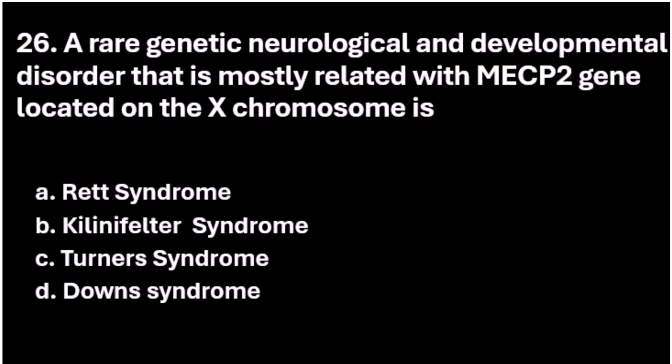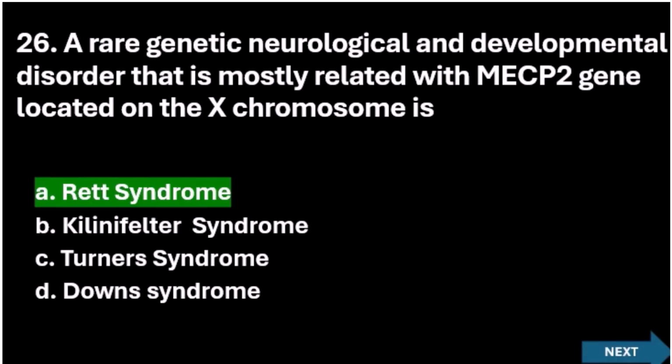Next question. A rare genetic neurological and developmental disorder that is mostly treated with MECP2 gene located on X chromosome is option A, Rett syndrome, option B, Klinefelter syndrome, option C, Turner syndrome, and option D, Down syndrome. Let us see the right answer. The right answer is option A, Rett syndrome.